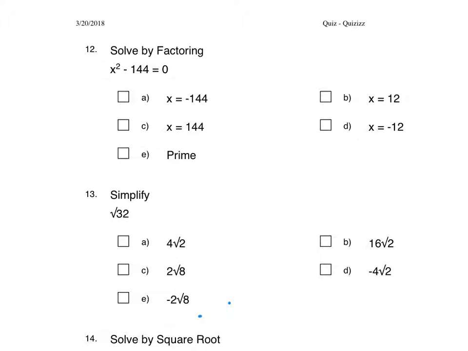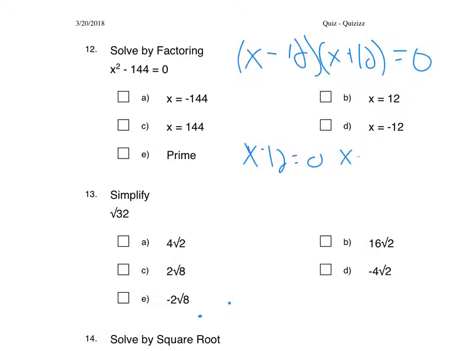Alright, 12. So we already saw this one in just straight factoring. Now we're doing it factoring by solving. And so we're going to go x minus 12 and x plus 12. When we set each of those equal to 0, we get x equals positive 12 and negative 12. So then that would be B and D on that one.